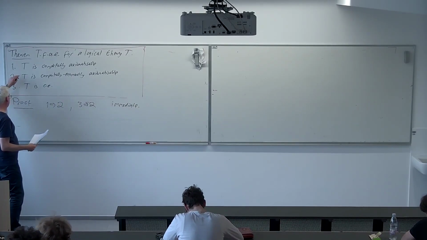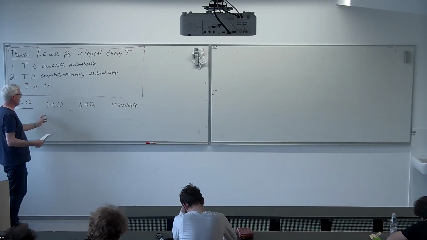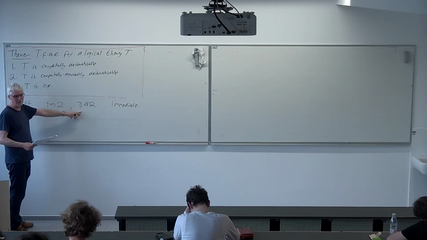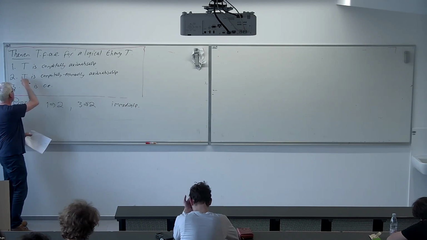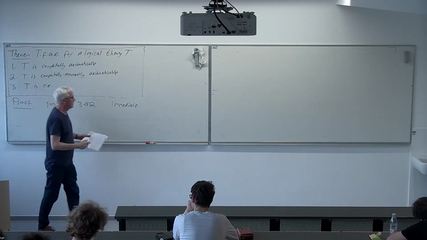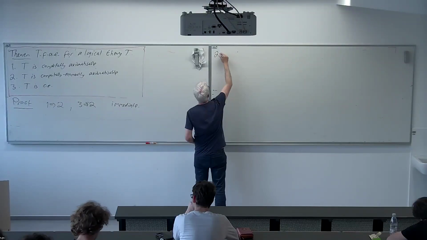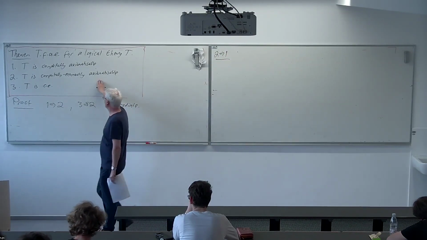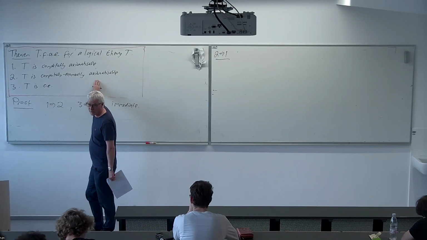Because both of these go to 2, we still need to go to the same destination. We still need to prove 2 implications. So we're going to prove 2 implies 1 and 1 implies 3. The most interesting one is 2 implies 1. We've got our computably enumerable axiomatization, and we need to come up with a computable axiomatization.